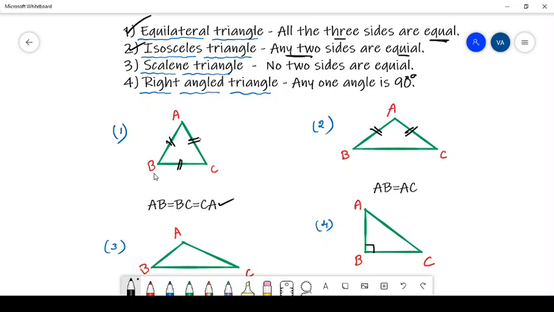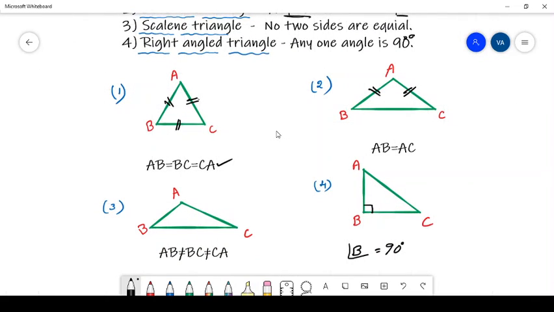Look at the next triangle. Third one. In this third triangle, no two sides are equal. AB is not equal to BC, BC is not equal to AC. So no two sides are equal. So this triangle is called a scalene triangle.